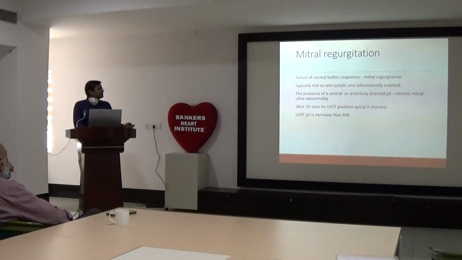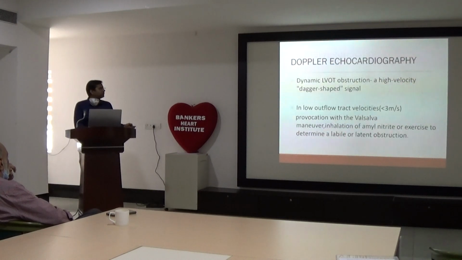And mitral regurgitation may be due to the failure of normal leaflet coaptation. Typically mid to late systolic and infralaterally oriented. If there is a central or anteriorly directed jet, it may be due to intrinsic mitral valve abnormality. It is not related to the HOCM. The best 2D view for the LV outflow gradient is apical 3-chamber, and the outflow jet is narrower than the mitral regurgitation.